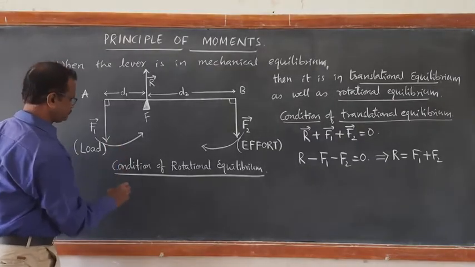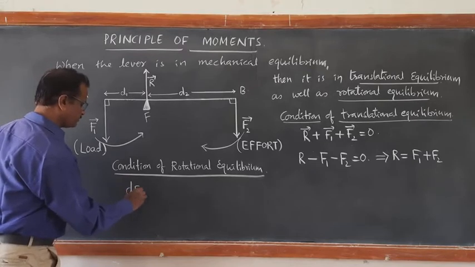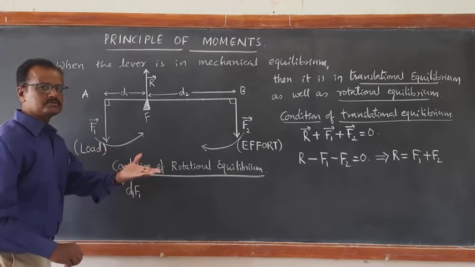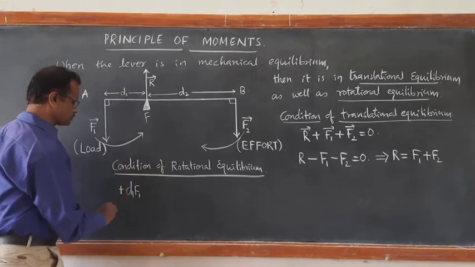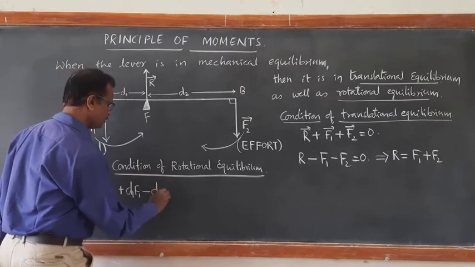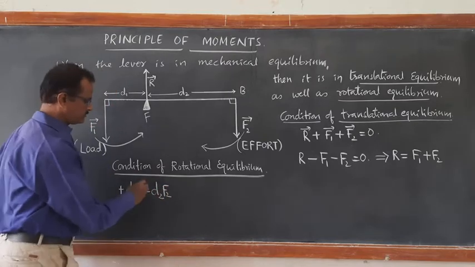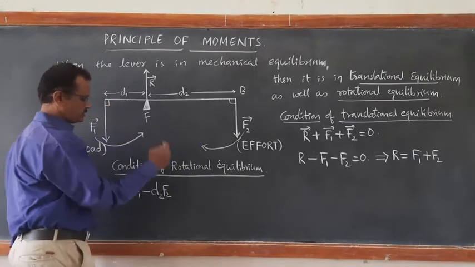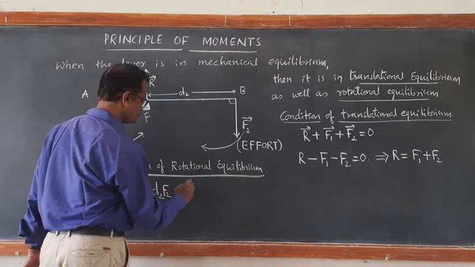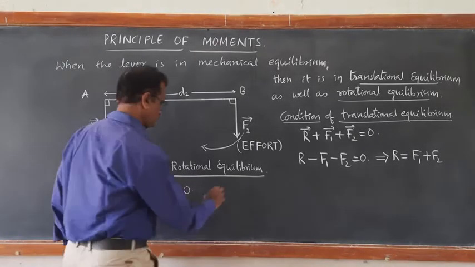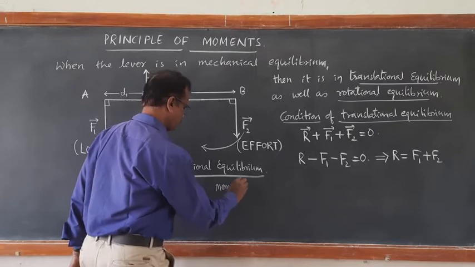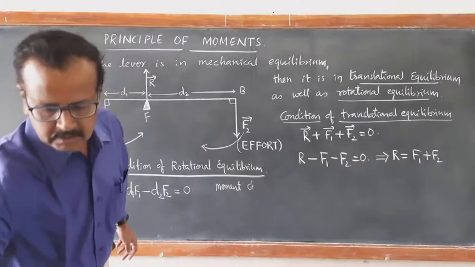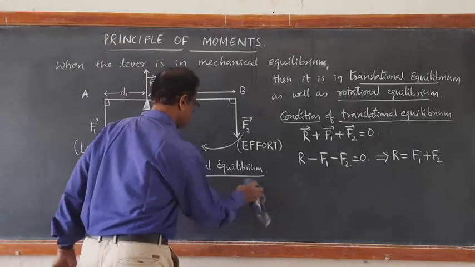So I will write here D1 F1, because the angle between them is 90 degrees, so sin 90 becomes 1. D1 F1, which is positive because it is an anti-clockwise moment, minus D2 F2, which is negative because it is a clockwise moment, minus D2 F2 is equal to 0. So you can just write here clockwise moment.